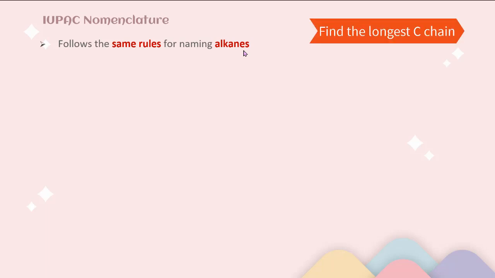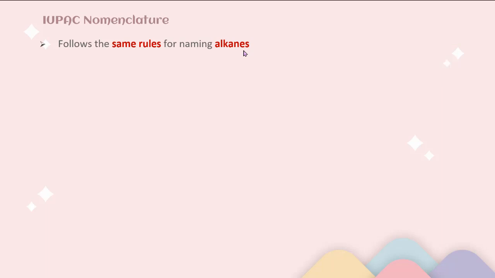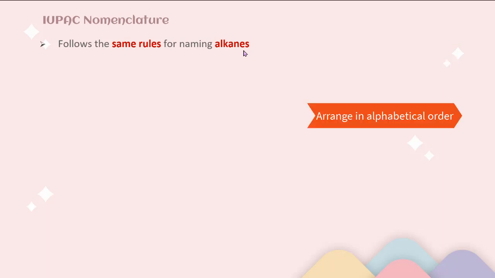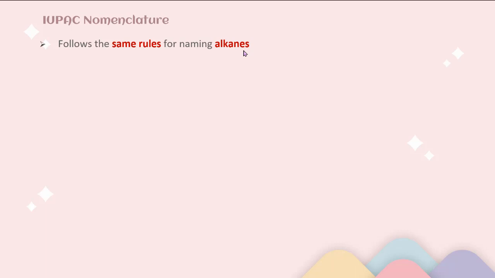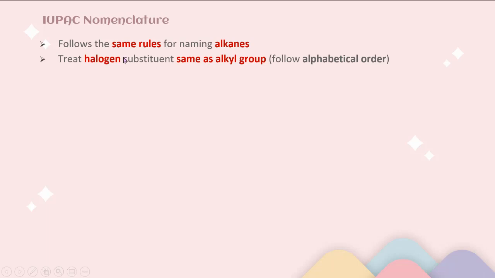Well, next, let's look at the IUPAC nomenclature. We want to name a haloalkane. The rules for naming an alkyl halide or haloalkane follow exactly the same rules for naming an alkane, which means you figure out your parent, which is the longest carbon chain, and then you do your numbering. And then next, number 3, you arrange in alphabetical order if you have 2 or more substituents. So the rules are the same as the ones for alkenes. We treat the halogen substituent the same as alkyl groups, and we need to follow the alphabetical order.